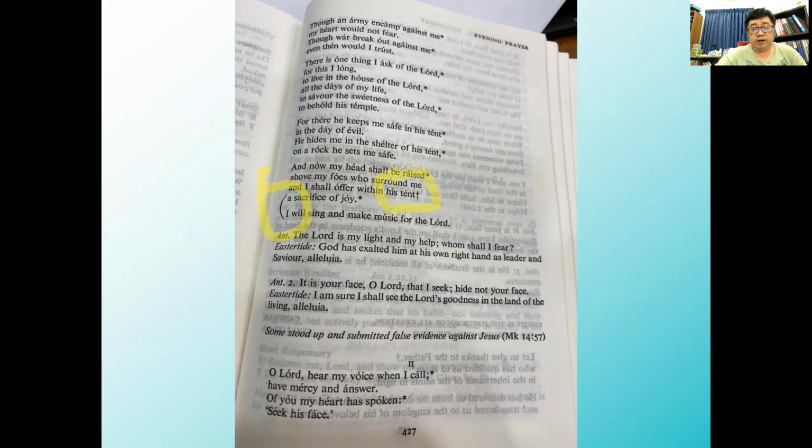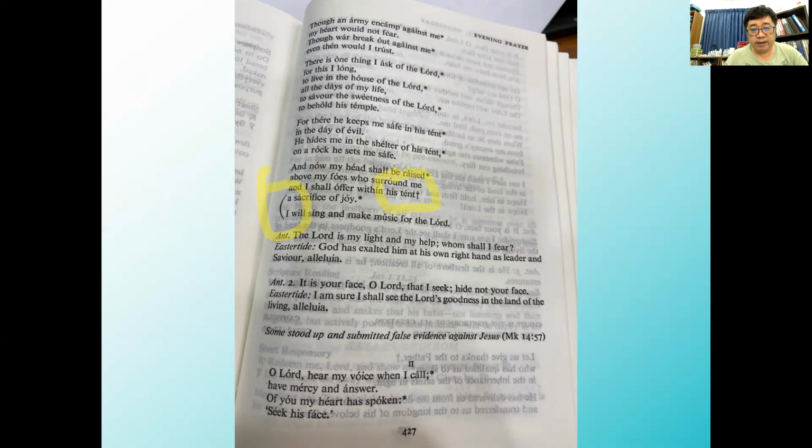And now my head shall be raised above my foes who surround me, and I shall offer within his tent a sacrifice of joy. I will sing and make music for the Lord. Notice that I hold the note, I shall offer within his tent a sacrifice of joy. And I shall offer within his tent a sacrifice of joy. I will sing and make music for the Lord.